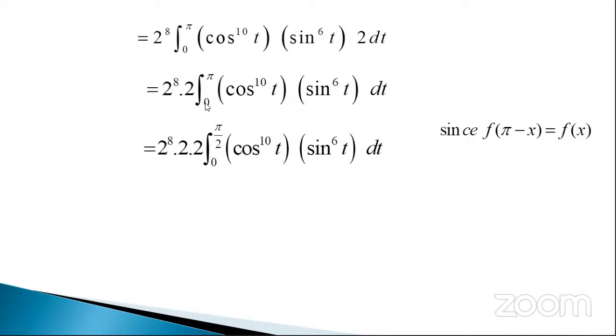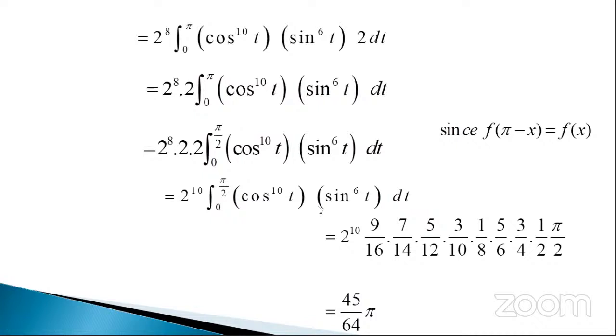That's why this π can be written as 2 into π/2. The 2a formula: the integral over 0 to 2a of f(x) dx is equal to 2 into the integral over 0 to a of f(x) dx, when f(2a − x) = f(x). By applying this, one more 2 comes. 2 into 2 into 2 to the power of 8 equals 2 to the power of 10. Now, cos^10 θ sin^6 θ: again apply the m, n formula. What happens? 2 to the power of 10 into this 10 minus 1, that equals 9.